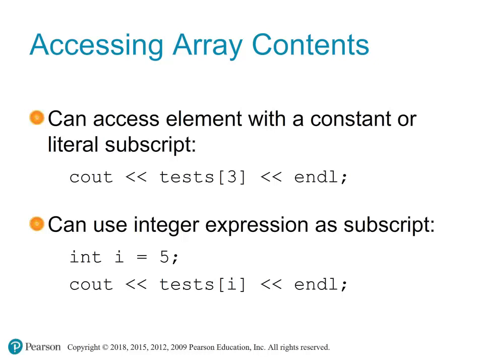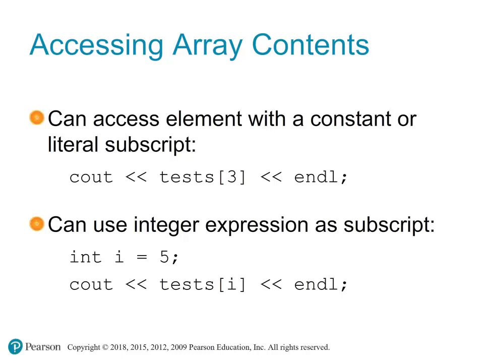The simplest way to access an array element is to use a constant or literal as the subscript, like test[3]. This directly accesses the element at index 3 in the array tests. The method is straightforward and useful when you know exactly which element you need to access.